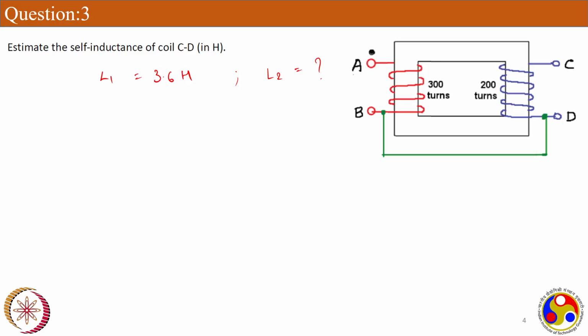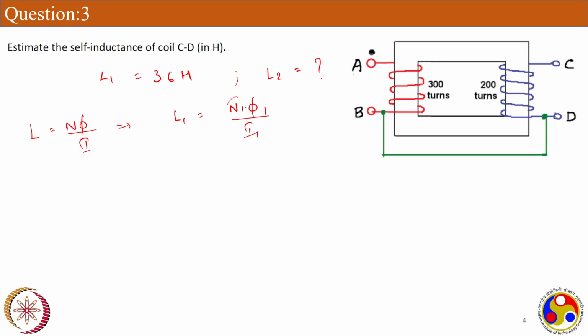So the self-inductance of coil 1 is given as 3.6 Henry, and L2 is being asked. If you remember, the formula for inductance is N phi, that is flux linkage, divided by the current flowing through the coil. That's what we discussed, right? So L would be N phi divided by I. Now for the coil L1, N1 Phi1 divided by I1.